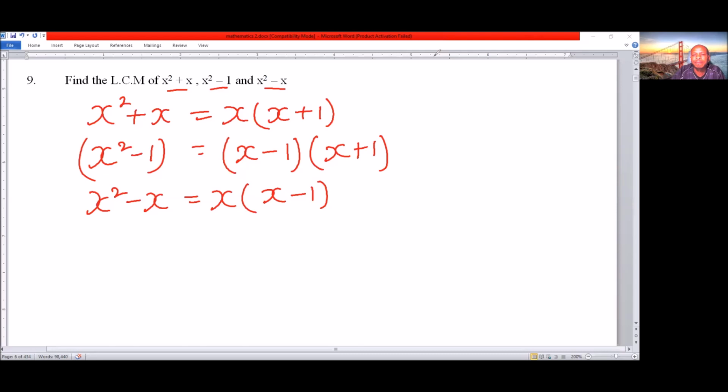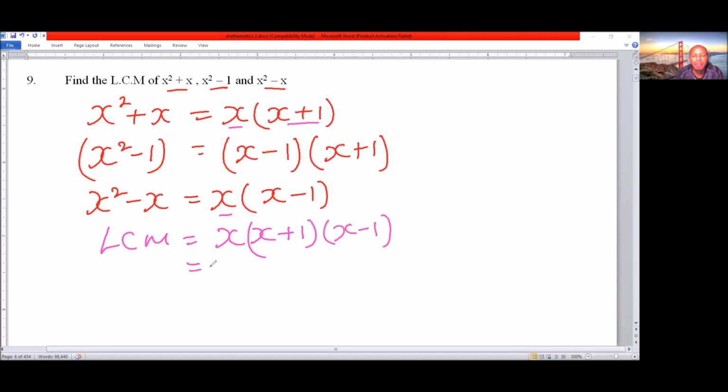So from there, we can get the LCM. So we start with x, which is common here. Then we take x plus 1, and then finally we have x minus 1.